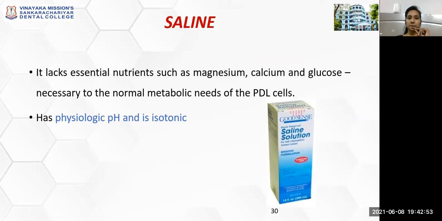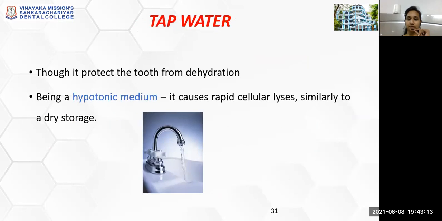Next is saline. Though saline lacks the minerals, that is magnesium, calcium, and glucose, this can be used for a very short period of time. That is within 1 hour. If they report, saline can also be used. Since it is isotonic in nature, this will not allow for the normal metabolic needs of the PDL cells.